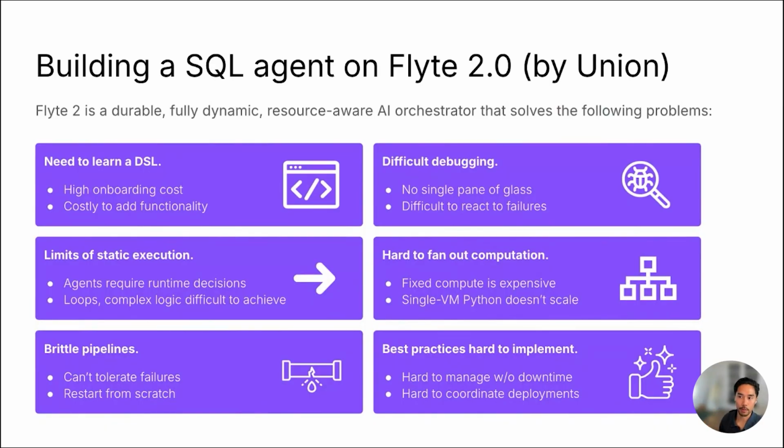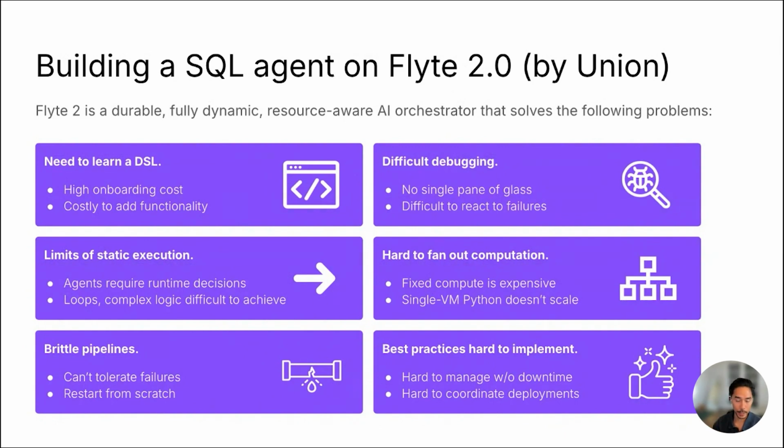Building a SQL agent on Flyte 2 will help us reason about some pseudocode that we're going to see and make concrete some of the practices that are useful when building these things. And just for those of you who don't know, Flyte 2 is a durable, fully dynamic, resource-aware AI orchestrator that solves several problems. The problem of having to learn a DSL: Flyte 2 is just plain Python.